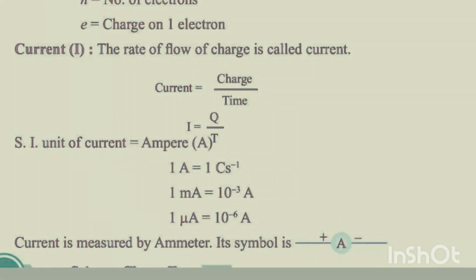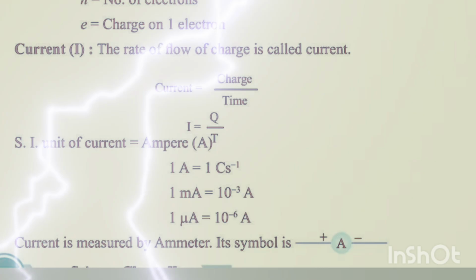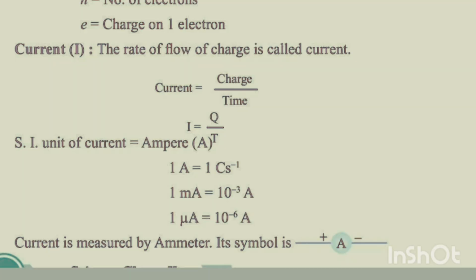The SI unit of current is ampere. We write it with the capital letter A. So 1 ampere is equal to 1 C s to the power of minus 1. That is, 1 mA is equal to 10 to the power of minus 3 A, and 1 microampere is equal to 10 to the power of minus 6 A.